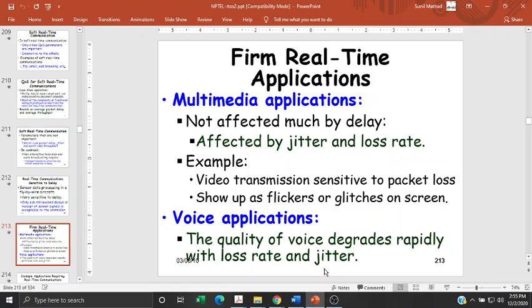Firm real-time applications: multimedia applications. Multimedia applications are not affected much by delay, but are affected by jitter and loss rate. Video transmission is sensitive to packet loss, which shows up as flickers or glitches on the screen. Even if one or two frames are missed, the user may not notice unless there is a larger information content in that particular frame. Again, it depends upon the coding architecture, MPEG or whatever codec is being used.